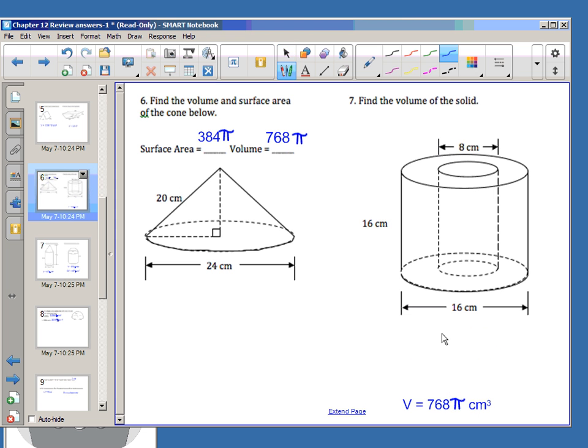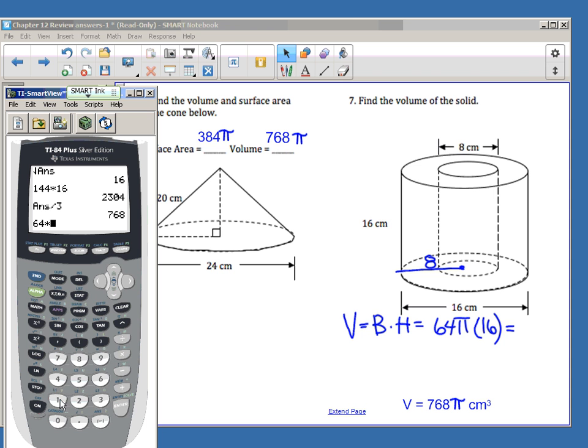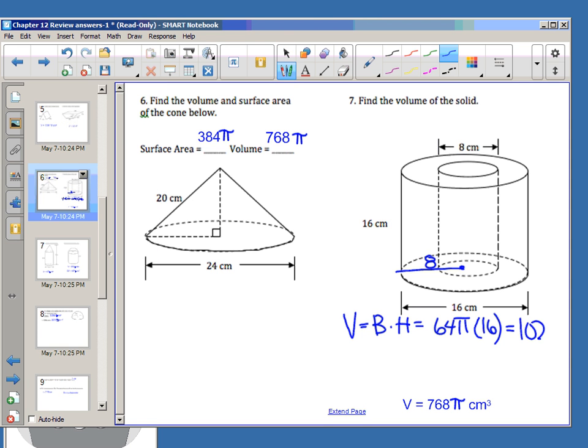So the first way is to calculate the volume of the big cylinder, as if it were a solid. So that's going to be base times height. The radius on the big one is 8, so my base area is 64 pi. My height is 16. So I get a total of 1,024 pi for the big cylinder.